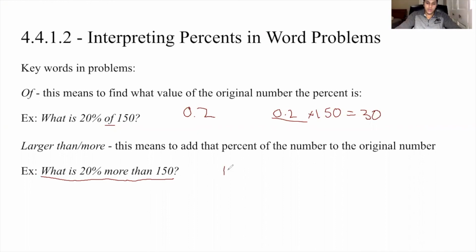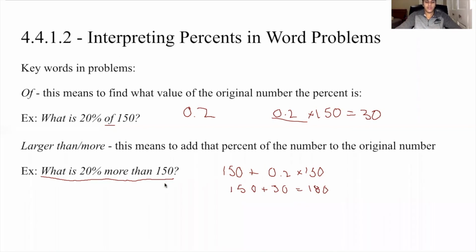So I would take 150 and then add 20% of 150, or in the calculations we did above, it'd be 0.2 times 150. And then if I did that out, it'd be 150 plus 30, and that would get me 180. So 180 is 20% more, or 20% larger than 150.